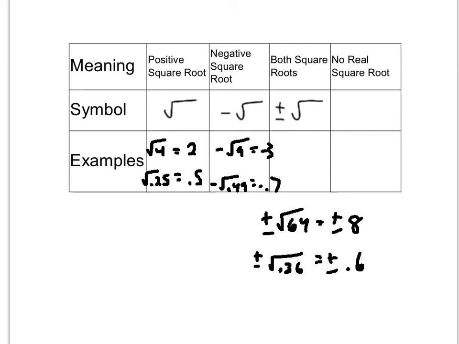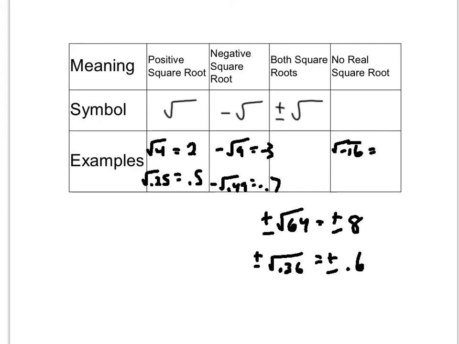Now, no real square root doesn't have a symbol, but we have to understand that sometimes there's not going to be a real number square root. So, for example, the square root of, let's try negative 16.